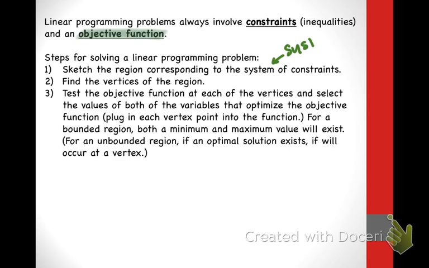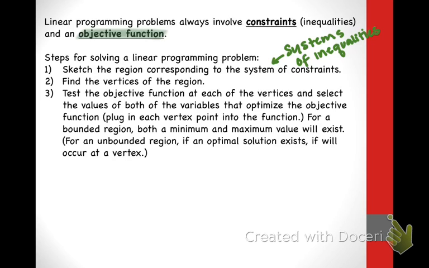So we're looking for where all of those shaded regions overlap with each other. And then the next step is we're going to look for where our vertices are, and we're going to list out what all of the vertices are. And then we're going to test them. We're going to take those vertices and plug them into our objective function, and list off what each vertex gives us for that objective function.